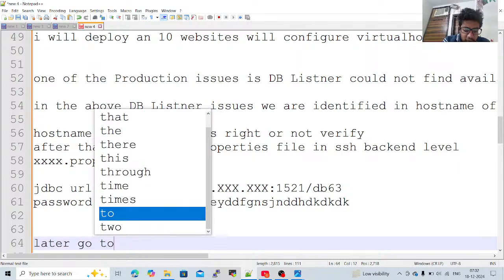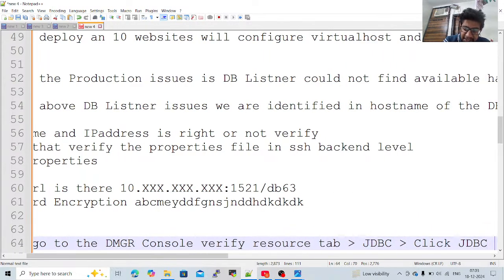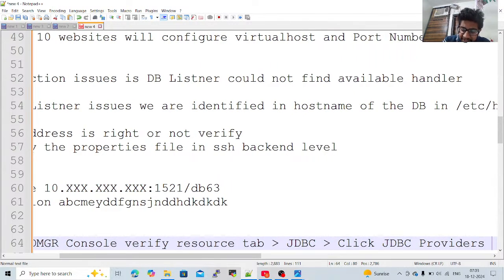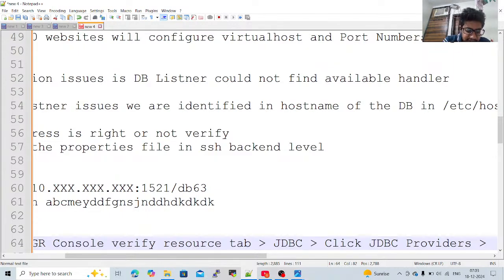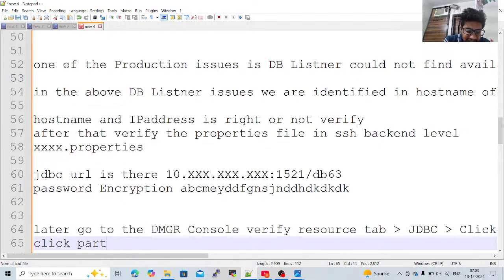Later, for those using WebSphere Application Server in the field, go to the DMGR console and verify the Resources tab. Go to JDBC, click JDBC providers, then under that, the data source, and click the particular data source. You can verify the JDBC URL. I will show you a small demo. I have one Windows server.